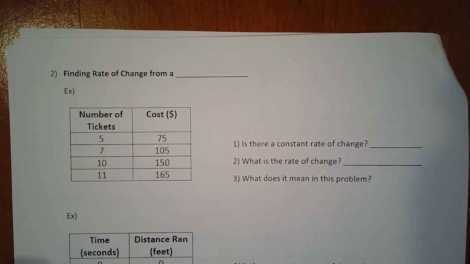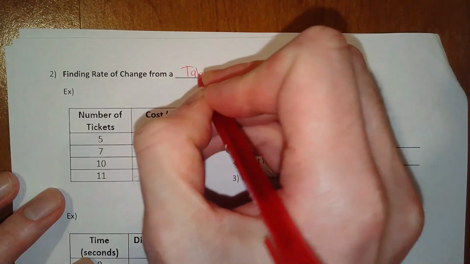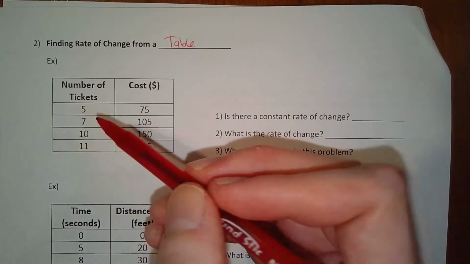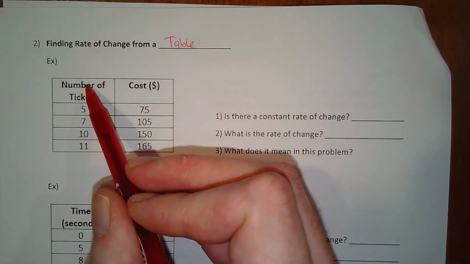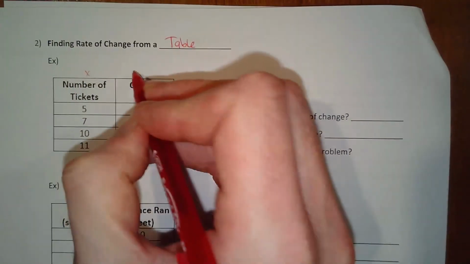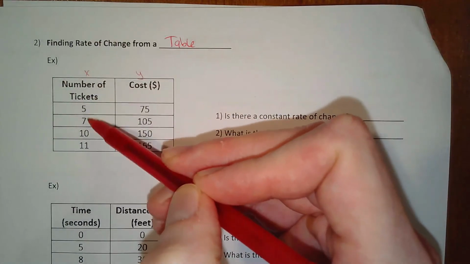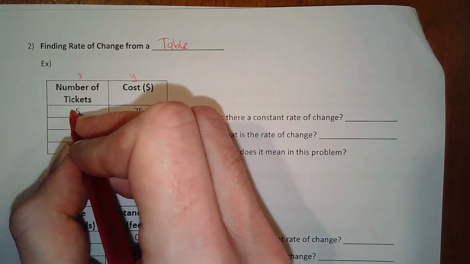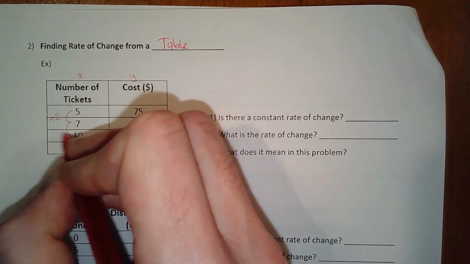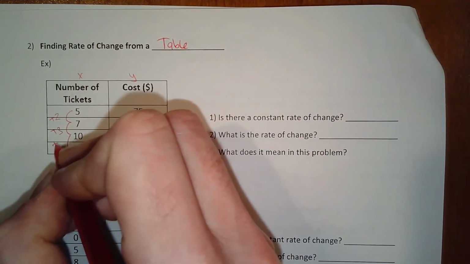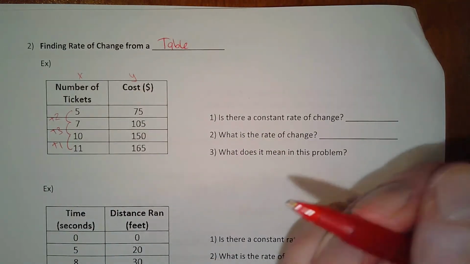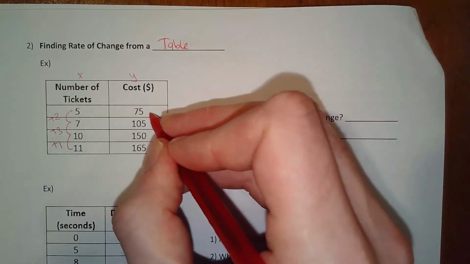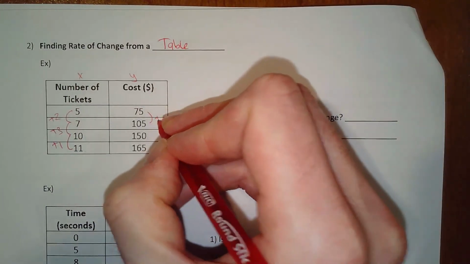So find the rate of change from a table. I'm going to give you a couple tables here. Looking at this, think of this as your x and this as your y. As the number of tickets increases, what's y doing? Here it went up by 2, then it went up by 3, and then it went up by 1. How are the y's responding? Is there a constant rate of change? Well, when this went up by 2, this went up by 30.